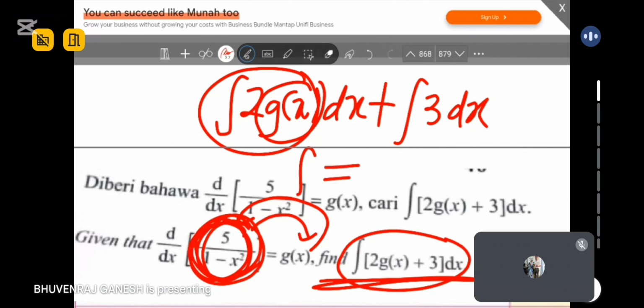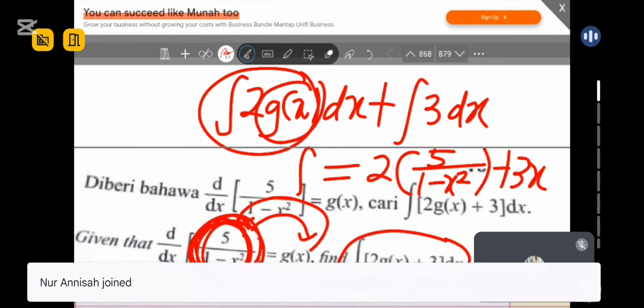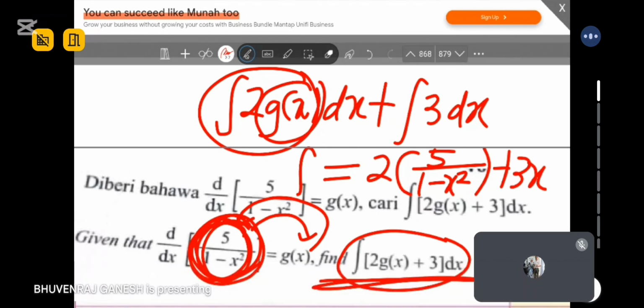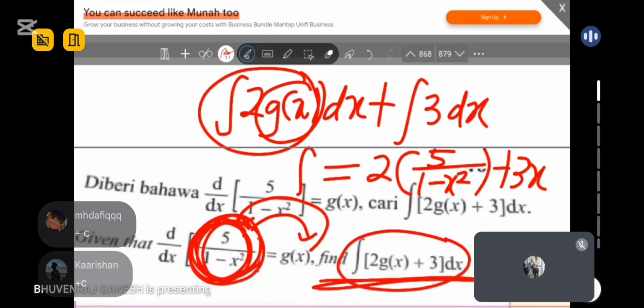Okay, so make sure you times 2 because there's a 2 in front. So you will get something like this. And then plus 3x. Is that all, guys? Itu sahaja ke jawapan saya? Is that finished already? Is this my answer? Yes or no? What is wrong? Apa yang salah? Expand, yes, you can. But other than that, what is wrong over here, guys?